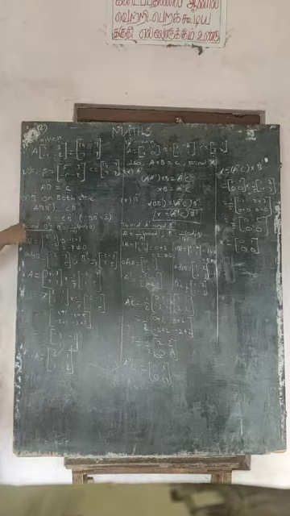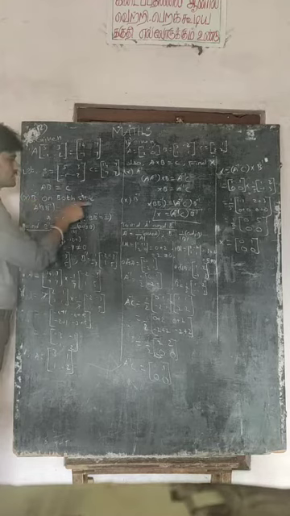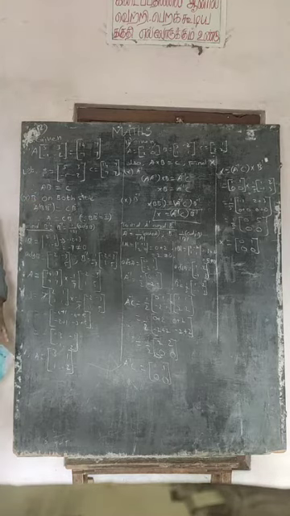We need to find the matrix A. So here the next step is very simple. You make multiplication by B inverse on both sides. Multiplication of B inverse on both sides.